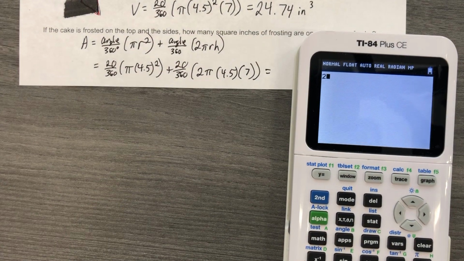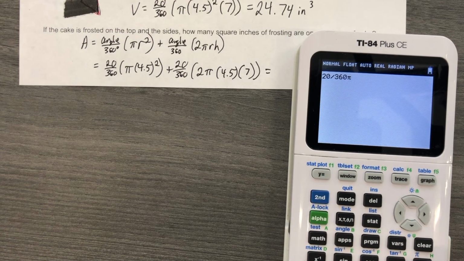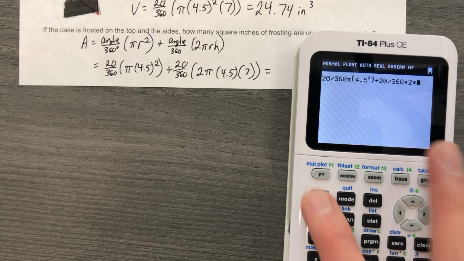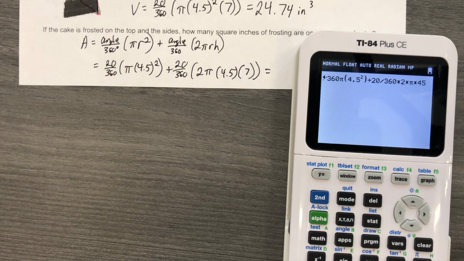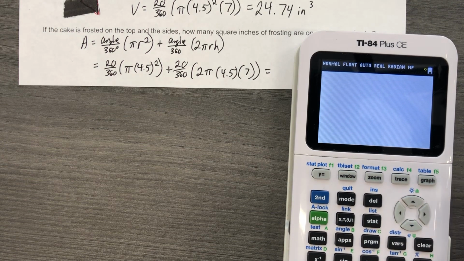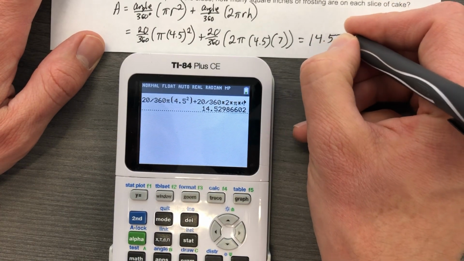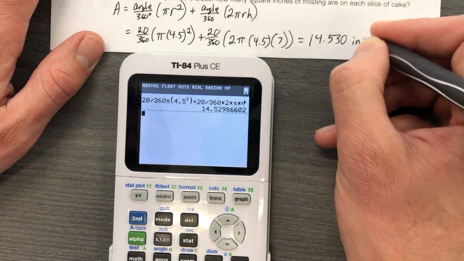Okay, so 20 over 360 times pi times 4.5 squared plus, and this is not the only way to type it. You can factor out that GCF if you like. Oops, forgot my pi. Hate when I do that. Okay, when I press enter, after I finish checking to make sure I've typed it correctly, I'll know how many square inches of frosting there are on this slice of cake, and it is 14. That sounds unhealthy. 14.530, I guess, square inches of frosting.